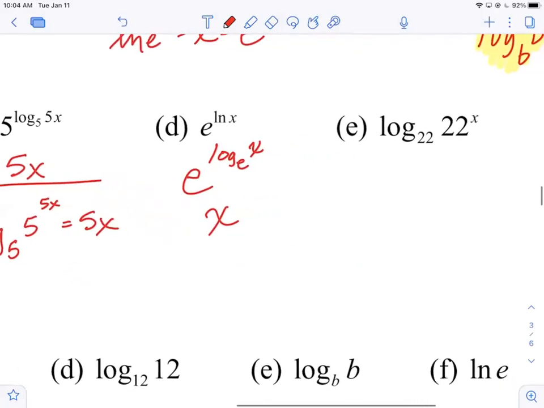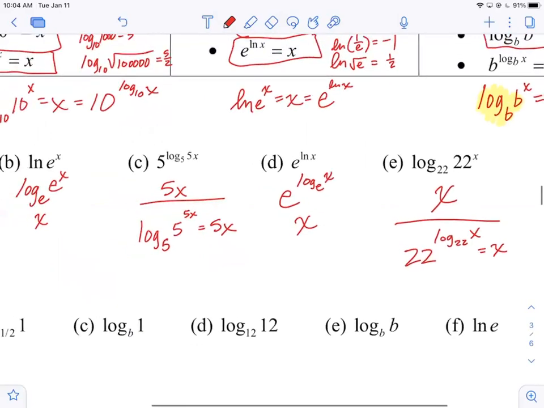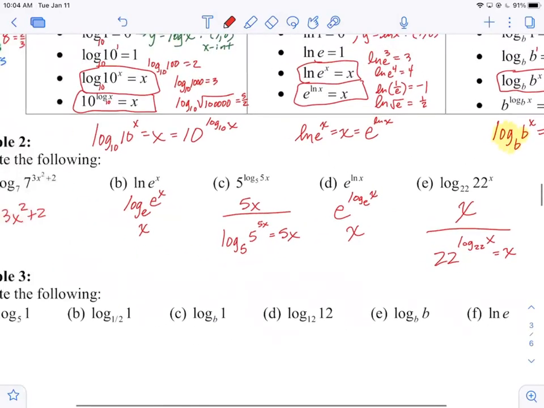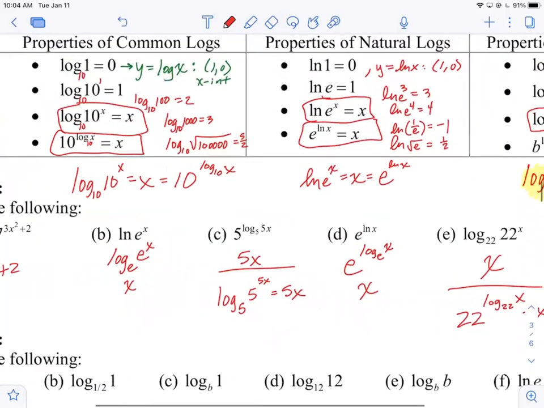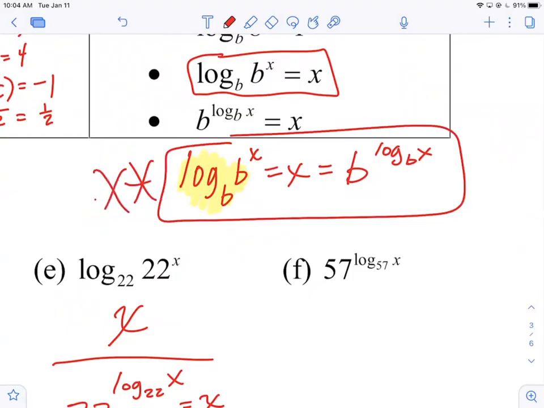And then finally, e, what's log base 22 of 22 to the x? It's just x. Let's write it the other way. What's 22 to the log base 22 of x? Just x. Those questions are not designed to be hard. All those questions are doing is reinforcing this property. This property down here is probably the most important one.